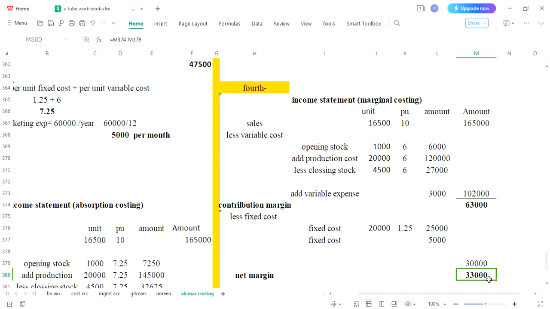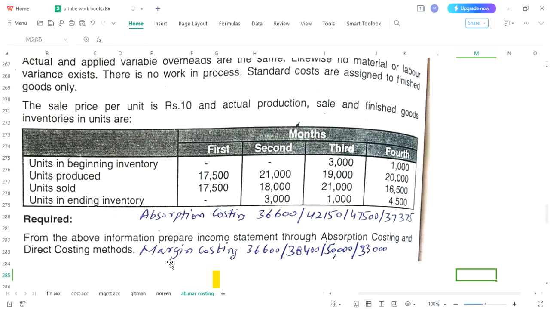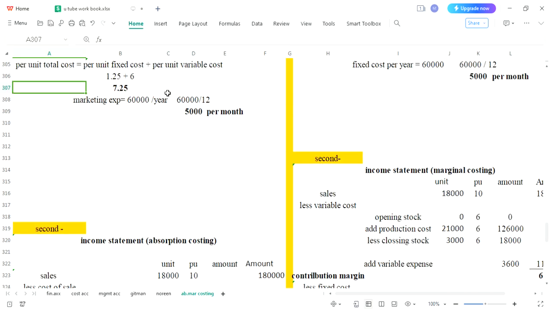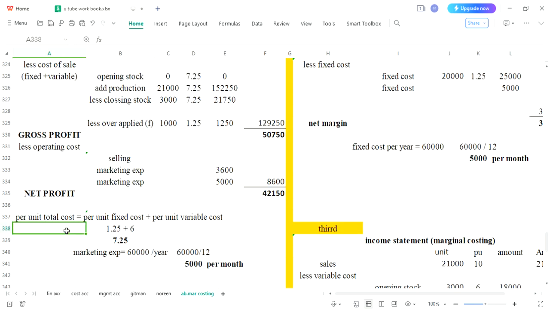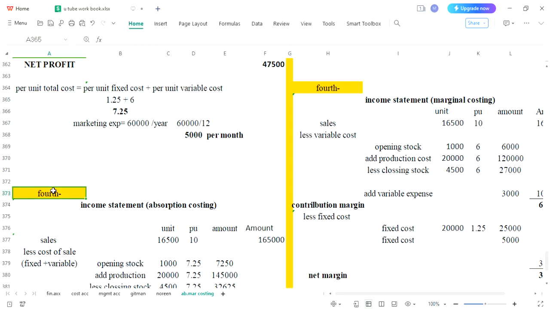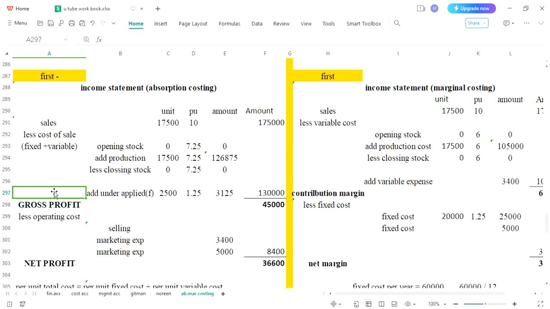So answers of all parts have now been completed. In other words, we have completed our marginal costing section as well. There were 4 income statements made. All answers are matched. At this point, look at the left side. You have made your first income statement for absorption costing, then you have made your second statement, and then your third statement, and then the fourth statement is completed. Let's review their answers as well. It is important to review sometimes.